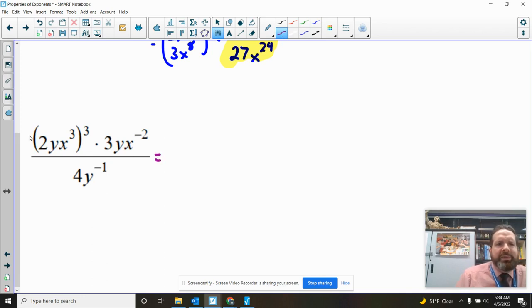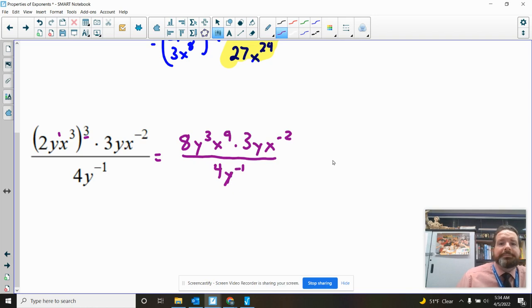It's going to help us to deal with these parentheses first, because I can't start mixing this stuff with this stuff until those parentheses are gone. Parentheses are very much like a prison that way. So let's take the 2 to this third power. That's going to be 2 times 2 times 2, which is 8. This is really a y to the first right now. Take the 1 times that exponent of 3, power to a power. For the x's, power to a power, 3 times 3 is going to be 9. 3y x to the negative second, that hasn't changed. And then down here, 4y to the negative 1, that hasn't changed.